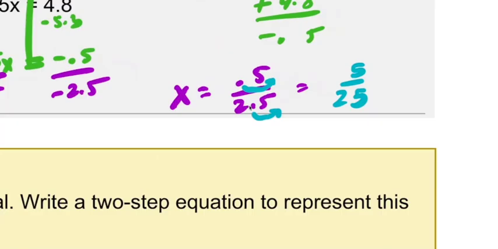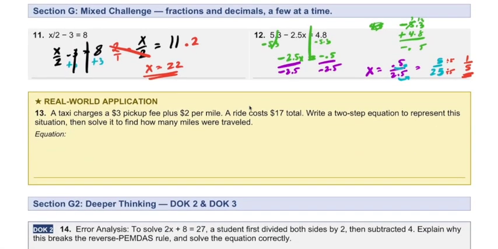And then I can reduce this. They all divide by 5, so let's do that. Divide the top and the bottom by 5. You get 1 over 5. And that's my answer here, 1/5. X equals 1/5.